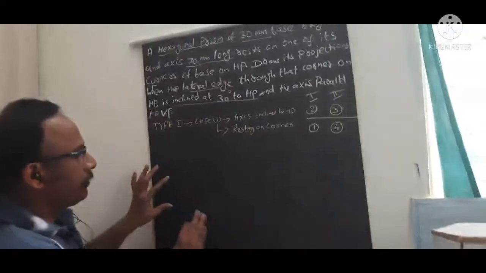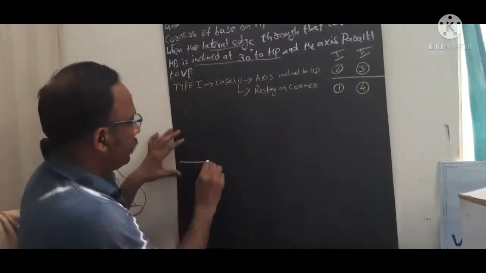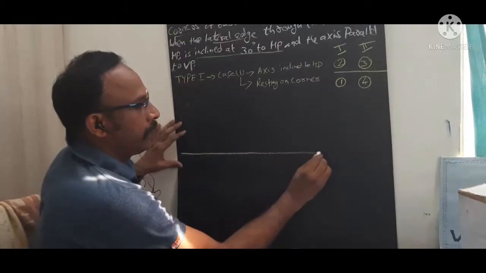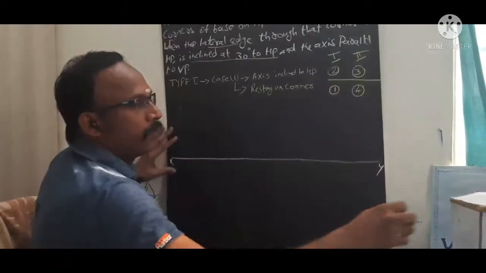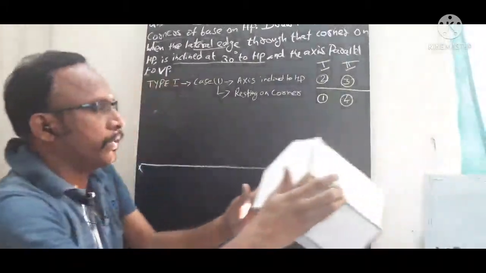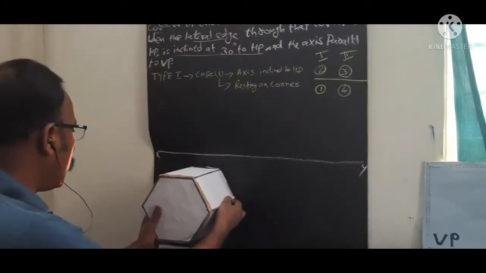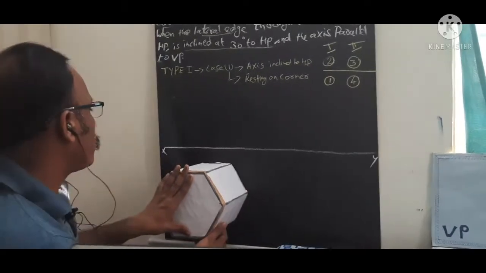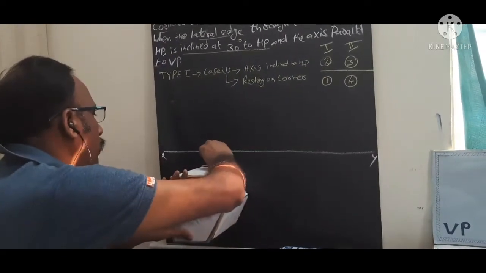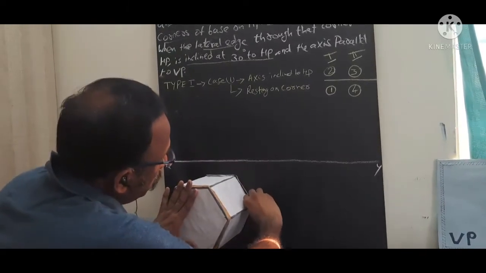First step, we need to draw one XY reference line. Now we are going to draw the top view first. Because it is a hexagonal prism, one side corner is on the right side, so I am going to keep it in this way. Now I am going to draw the corresponding top view of this hexagonal prism. So you need to draw this hexagon.